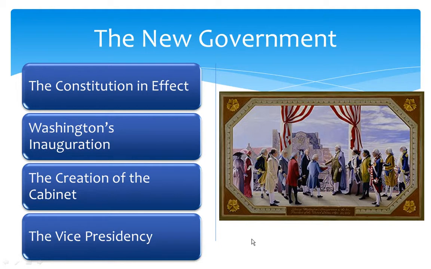And the Attorney General is the chief lawyer of the nation. Our Attorney General at that time is a man by the name of Edmund Randolph. Now, why do you know the name Edmund Randolph? This is the guy that came up with the Virginia Plan.